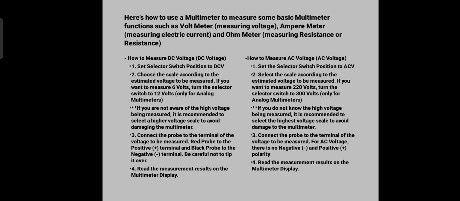damage to the multimeter. 3. Connect the probe to the terminal of the voltage to be measured. For AC voltage, there is no negative and positive polarity. 4. Read the measurement result on the multimeter display.